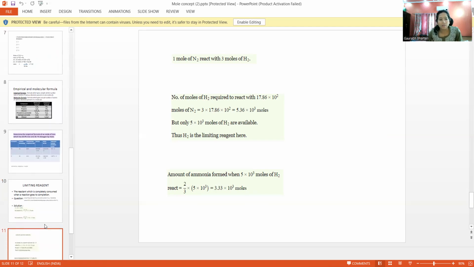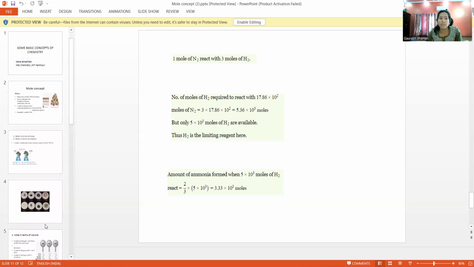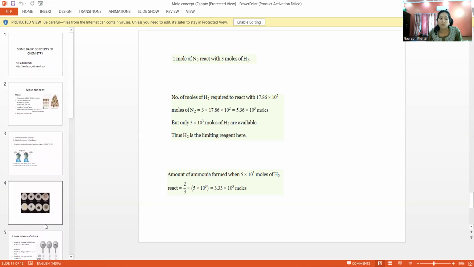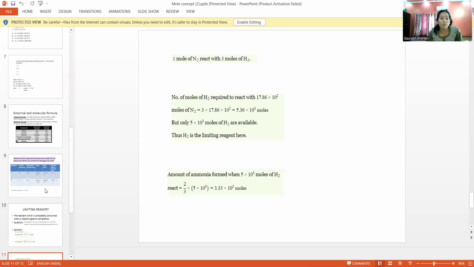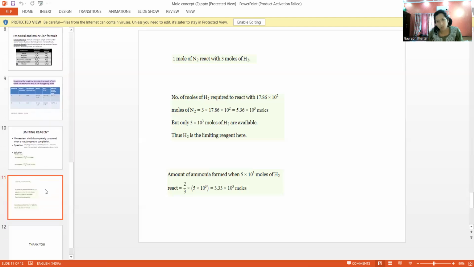And yes, here I have covered basically 3 topics. First, I explained the basic mole concept. Then I explained the empirical formula and the molecular formula. And the third one was the limiting reagent. So I've covered these 3 major topics in this session.